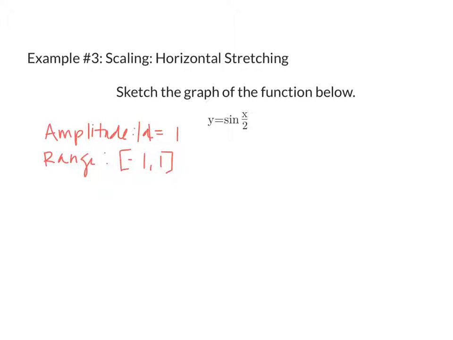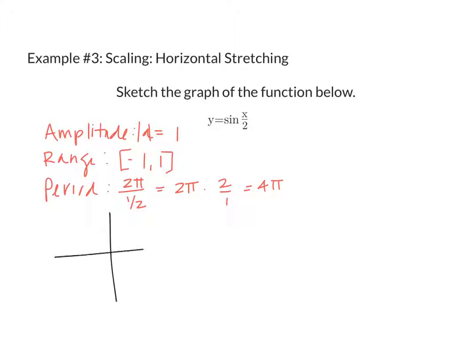Then also, our period is found using the coefficient of x. So this is going to be 2 pi divided by 1/2. 2 pi divided by 1/2 is the same thing as 2 pi times 2 over 1, the reciprocal of the denominator, which gives us 4 pi. So it's going to take a full 4 pi to make a full cycle. Let's take a look at what that information means.